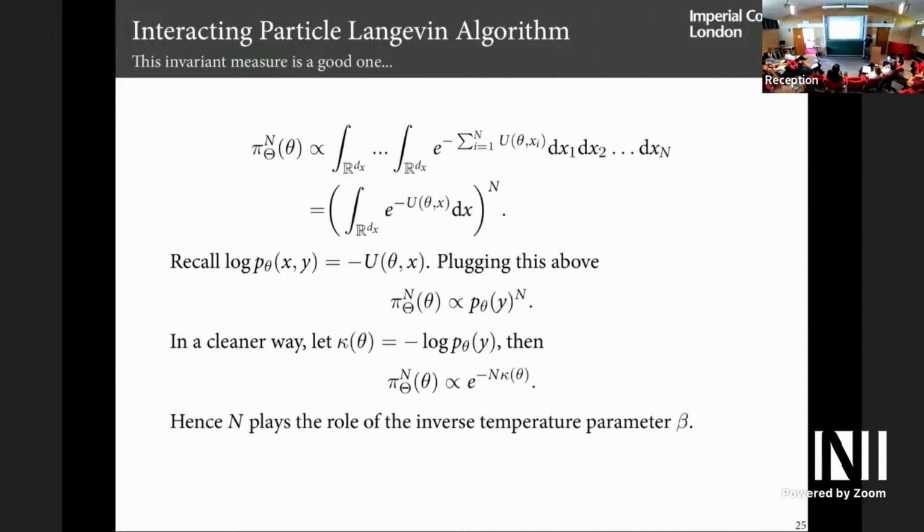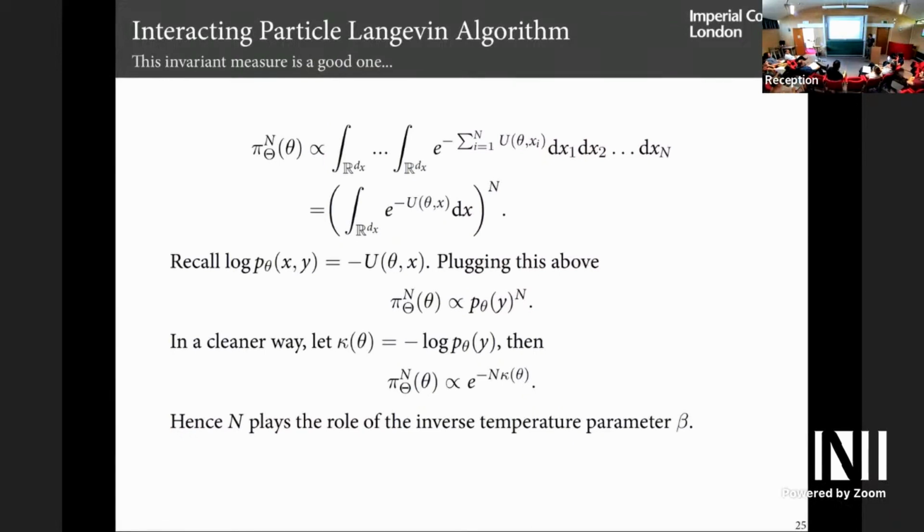Now, remember the beta times V story, where if beta goes to infinity, you converge to the maximizers of V. It's the same story here, but beta is replaced by the number of particles n, and you have kappa, which is exactly the function that you want to minimize. So it tells you that if you let n be really large and run the system, the theta dimension of the system is going to concentrate on the maximum marginal likelihood estimates. This is the first observation. Of course, I haven't talked about convergence rates yet, but this is the stationary measure.